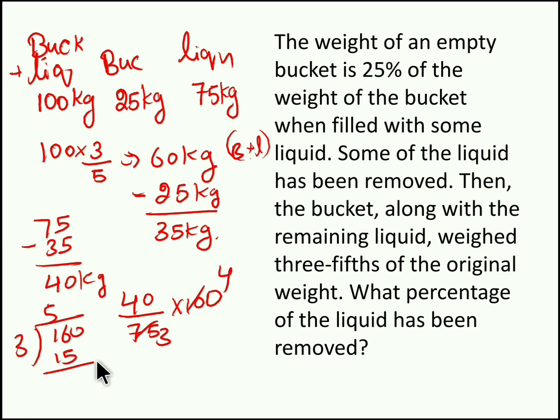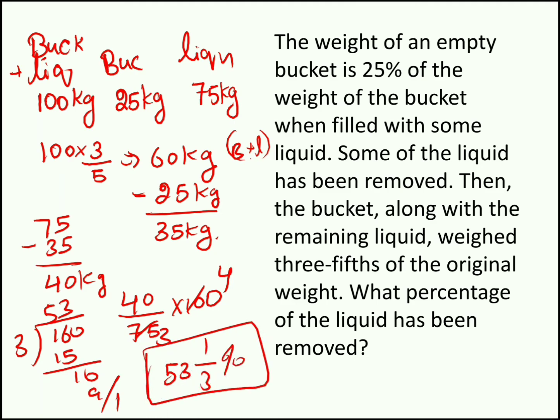5 times 15, 10, 3 times 9, remainder 1. So we can write this in mixed fraction. So 53 1 by 3%. So you have removed 53 1 by 3% of liquid from the bucket. Hope you understood the concept, right? Moving to our 11th question.